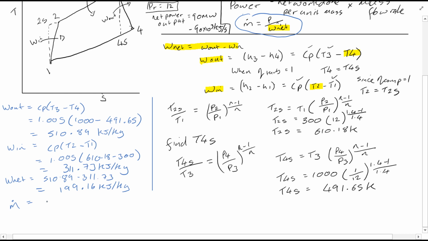the power output, which in this particular case is 90 times 10 to the 3 kilojoules per second. Don't forget to convert these units. Note that the base unit for power and energy is actually the kilojoule, and divide that by our calculated value for W net, and that will give you a mass flow rate of 451.69 kilojoules per kg.